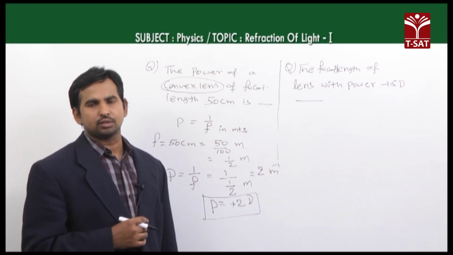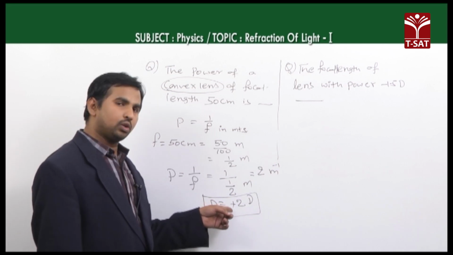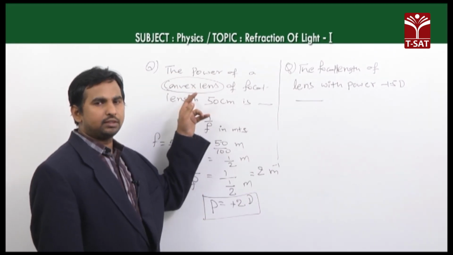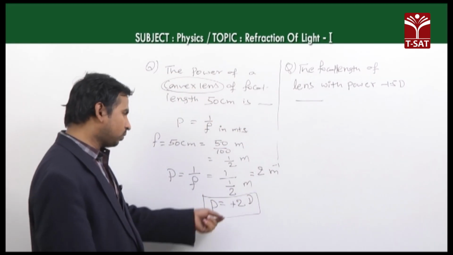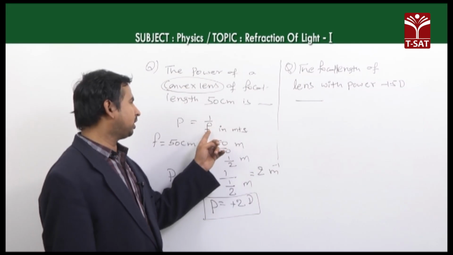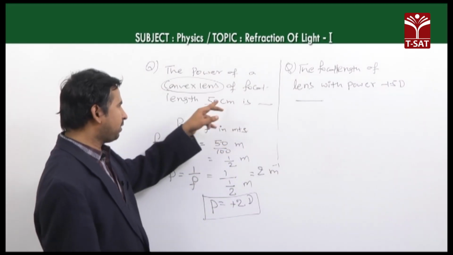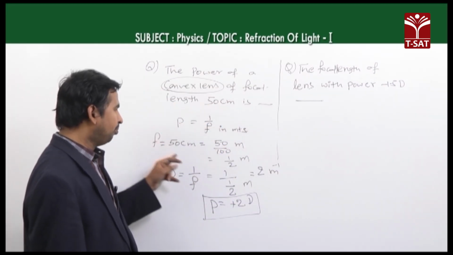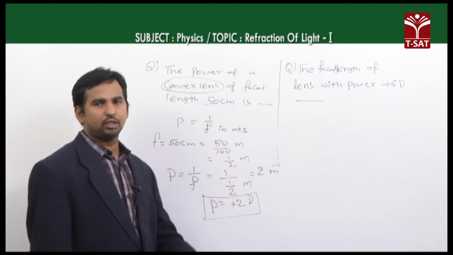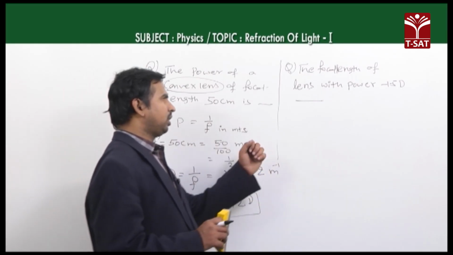Mainly we have to check two things here. One is the sign, which we got as positive, and that positive represents a convex lens, which means the focal length is positive. The next is the magnitude, which is 2 D. In the power formula, we have to take the focal length in units of meters, so we converted 50 centimeters into 1 by 2 meter, and substituting that, we get P is equal to plus 2 D.